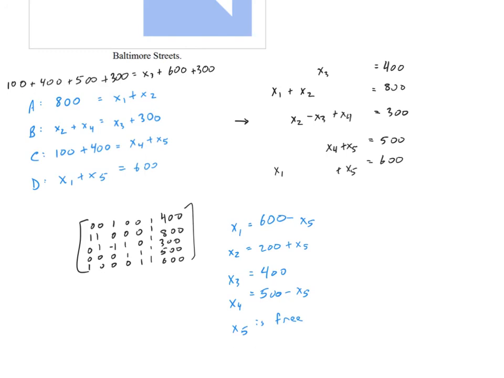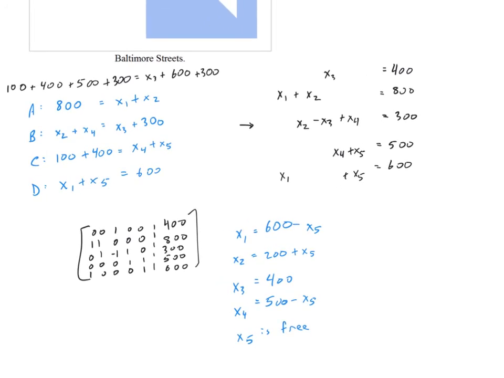Okay, so we can choose any value of x5. Well, not quite any value of x5, right? Because I have to be careful. If I pick an x5 that's too large, I would have a negative traffic flow. So that would be kind of strange. So we're technically limited here. Let me use a different color. We're limited here in that x5 has to be less than or equal to 500. We don't want that x4 value to be negative. That's the only real constraint here. Okay, and so this is our general flow pattern for this network, this system of streets and intersections. Cool.